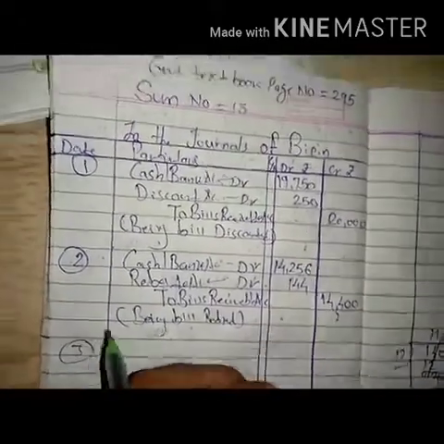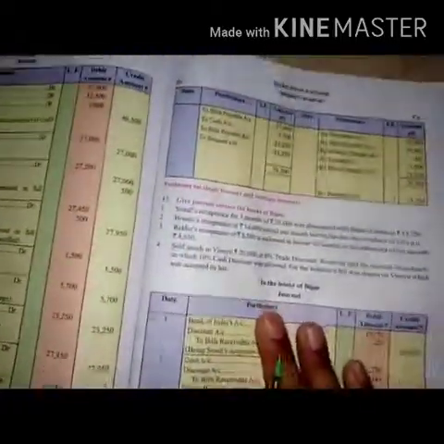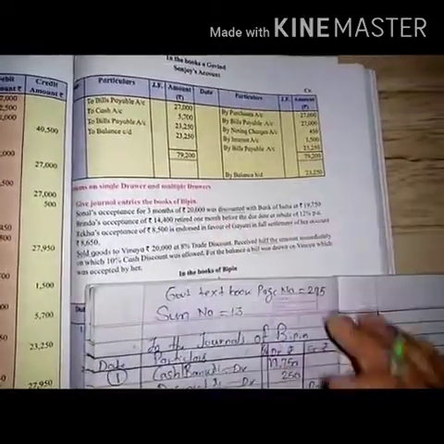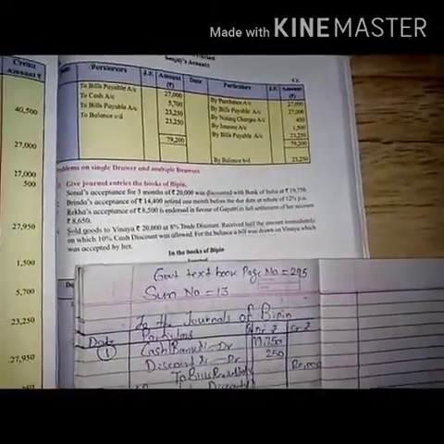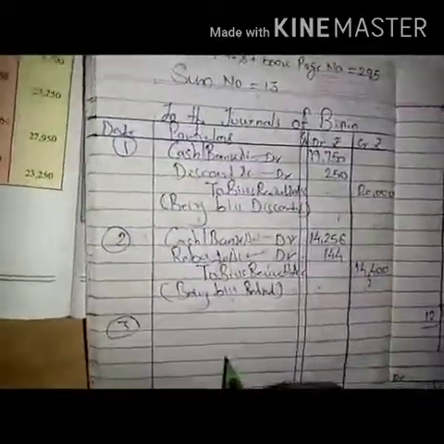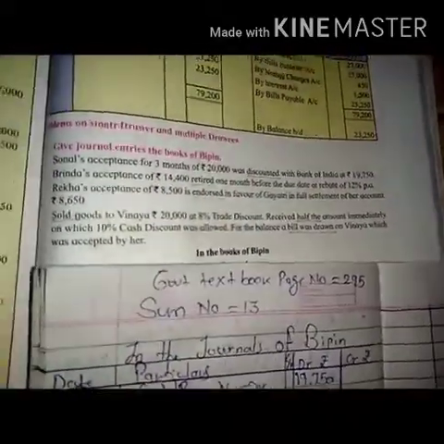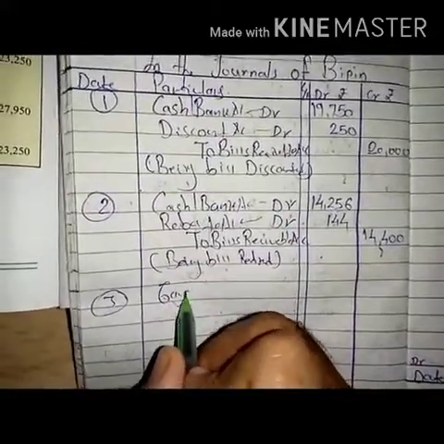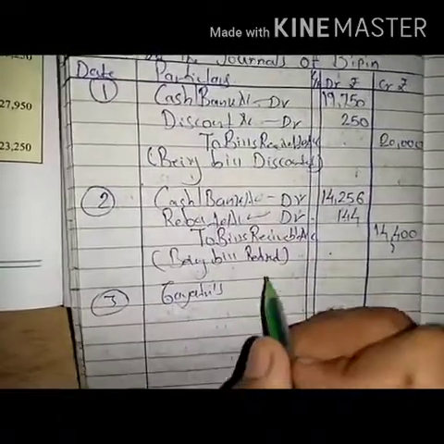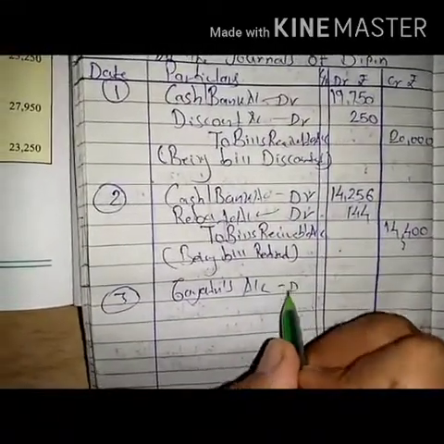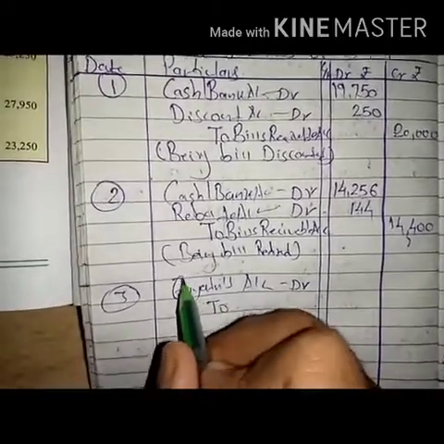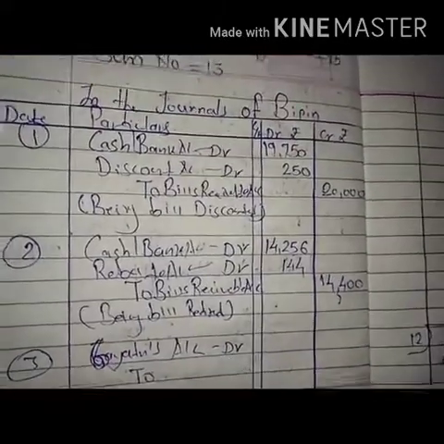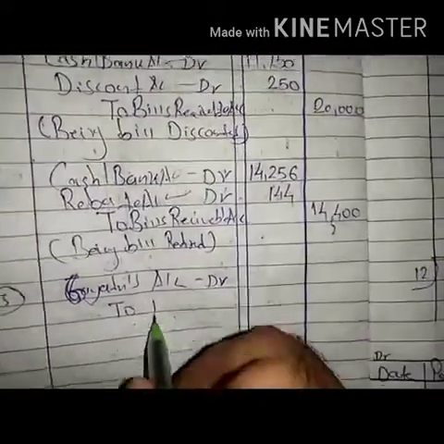Number 3. Now number 3 is Rekha's acceptance of 8,500 endorsed in favor of Gayatri. So what is done to the bill? Endorsed. In number 3, who is the endorsee? The one in whose favor the bill is drawn, that is Gayatri. So Gayatri's account debited to, properly write, Gayatri's account debited to Rekha's account.